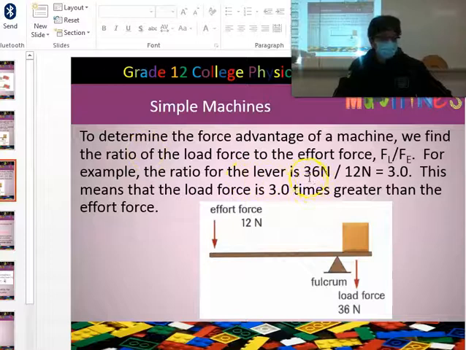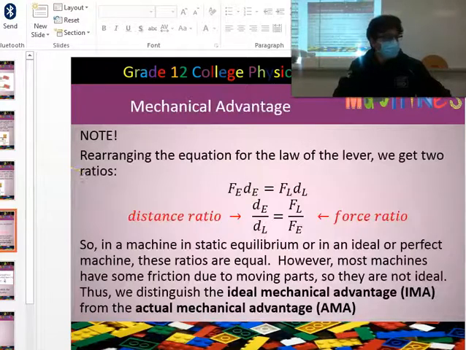In this case, specifically, 36 divided by 12 is 3, meaning we only need to provide 1/3 of the force required to lift it. Or the load force is 3 times greater than what we actually need to apply. So we call this a mechanical advantage.